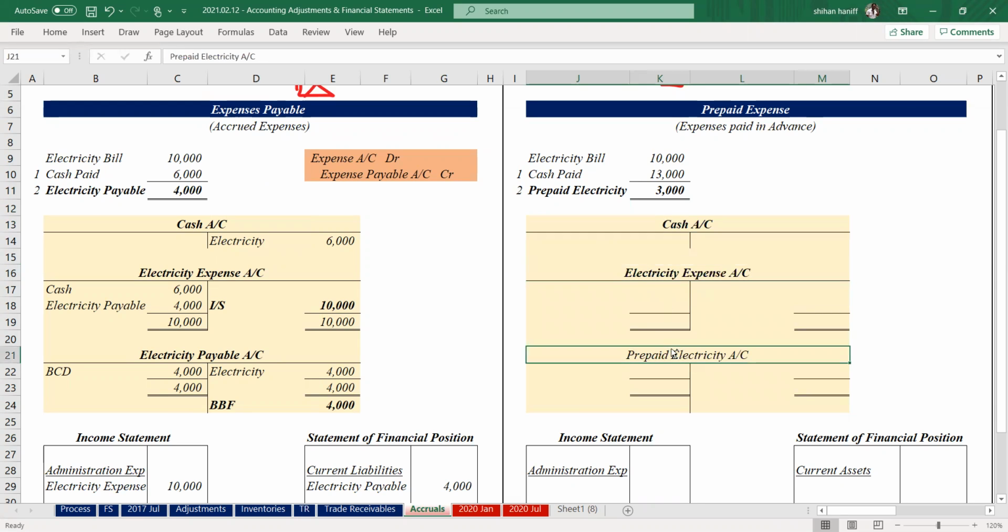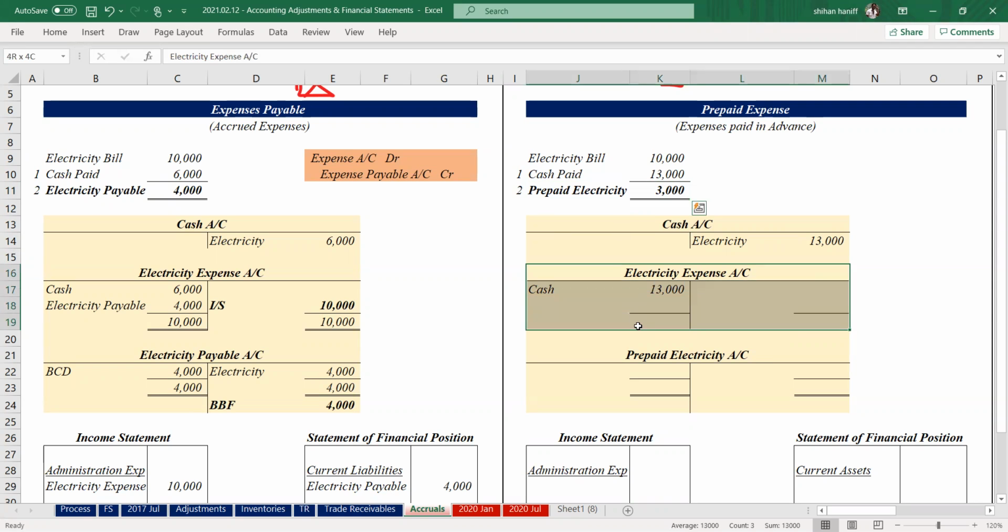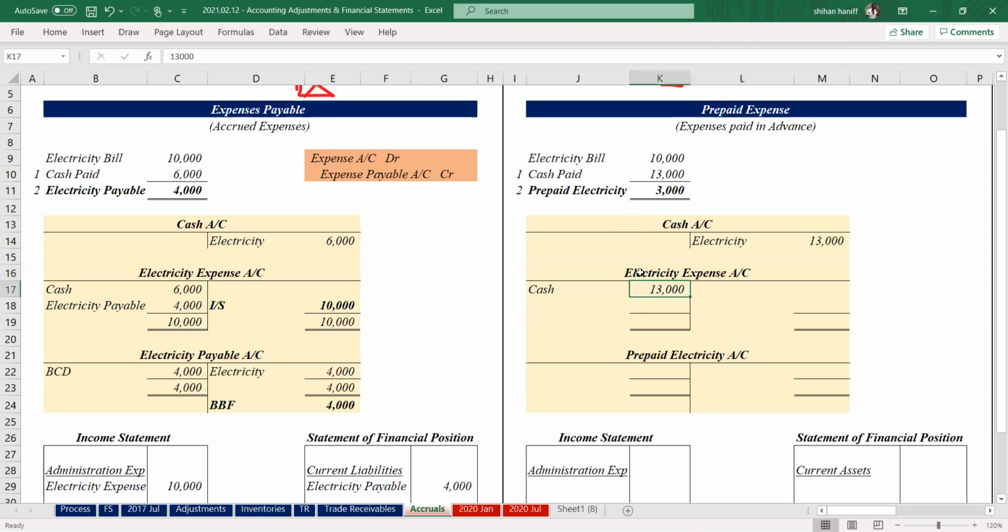First, we will record the cash payment. Cash account credit, 13,000. Electricity expense account debit, 13,000. This is cash. This is electricity. Okay. Now we have the payable, prepaid amount. Prepayment. Now in electricity expense account, there is 13,000.